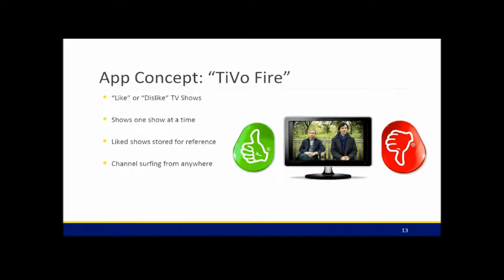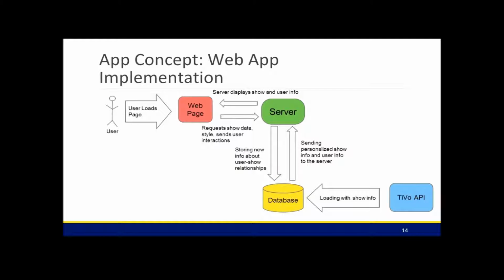So now I'll talk about the second project that was mentioned earlier, the app. The idea is that a user of the app will be able to either like or dislike a certain TV show and give their evaluation on it. The neat thing is that this will only show one show at a time, and a liked show will be stored for reference. Now it is possible to do channel surfing from anywhere, and this saves a lot of time and is more efficient than flipping through channels and wasting time to see what show you want to watch.